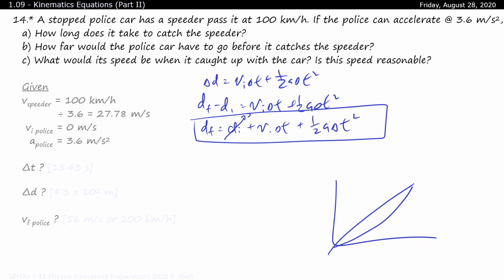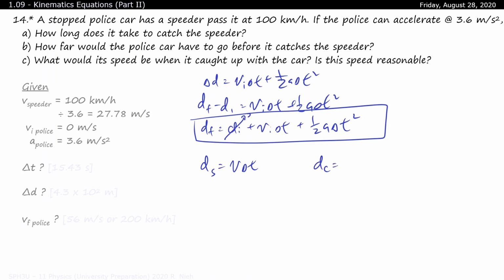And beyond that, each vehicle takes on a slightly different equation. As for the speeder, we'll just call him ds. That's equal to v delta t, as the speeder is just maintaining a constant speed and has no acceleration. As for the cop car, we have dc is equal to, well, since the cop car started from rest, our vi goes to 0, but we have 1/2 acceleration of the cop car times time squared. And we know that the 2 times will be exactly the same at the end of the day, and the positions will be the same at the end.